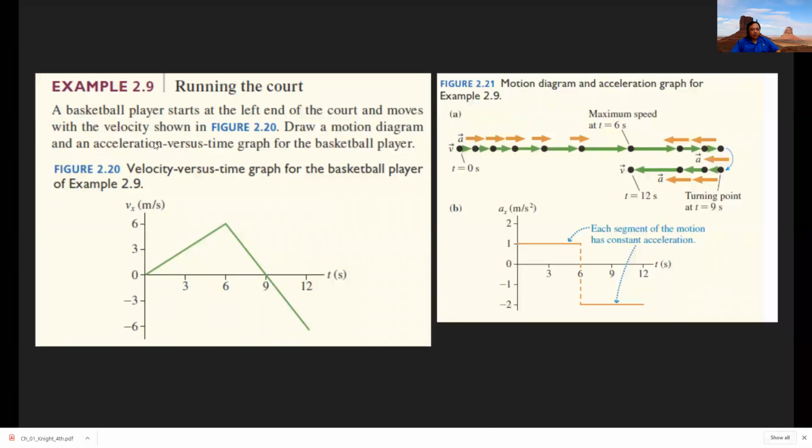Next, for example, a basketball player starts at the left end of the court and moves with the velocity shown. Draw a motion diagram and an acceleration versus time graph for the basketball player. So this is the velocity shown here. If you want to reverse it, you want to have the motion diagram. Since it has a constant slope, it has a constant separation distance from 0 to 6 seconds. So it has a velocity, and you are going to have it in terms of a motion diagram.